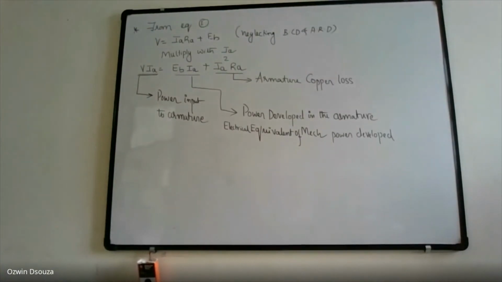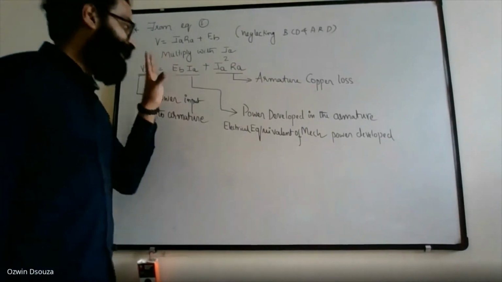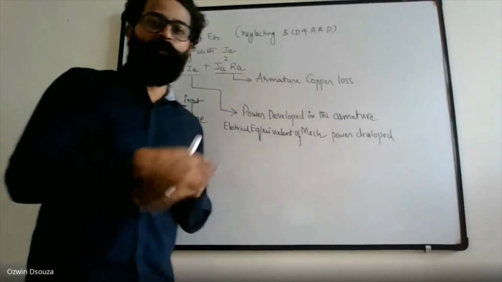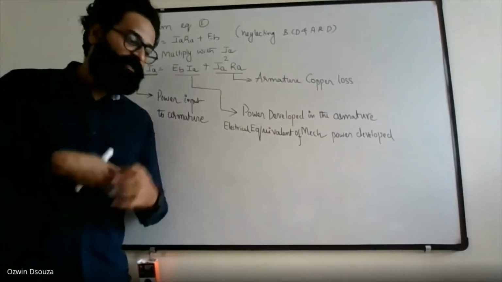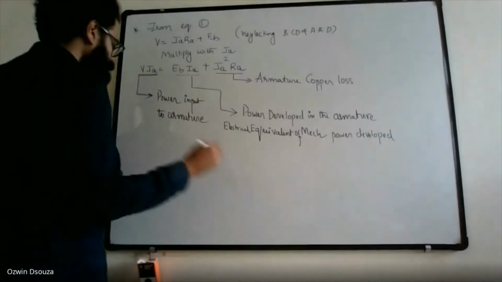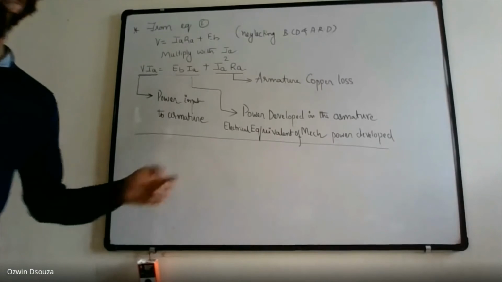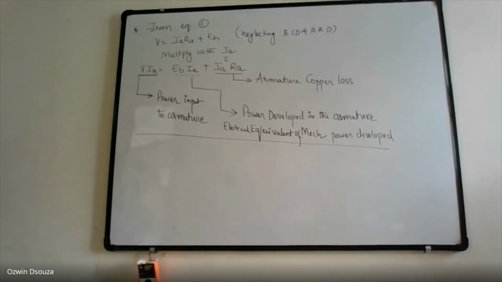Why are we saying electrical equivalent? Because we have the electrical relation EV into I. But that refers to the kind of rotations being set up in the rotor. That's the reason it is called electrical equivalent of mechanical power development. So that's your power relation. This is also very, very important.